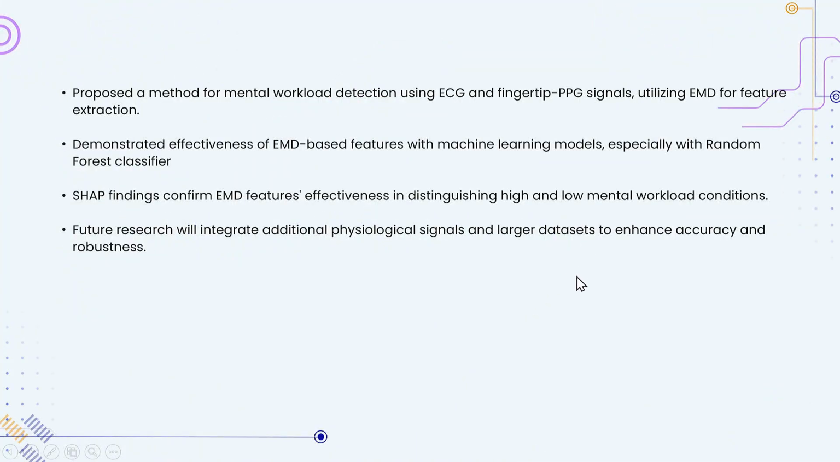For the conclusion, the proposed method for mental workload detection uses ECG and fingertip PPG signals, utilizing EMD for feature extraction, and demonstrated the effectiveness of EMD features with machine learning models, especially with the random forest classifier. Also, SHAP findings confirmed the effectiveness of the features in distinguishing between low and high mental workload, and future research.